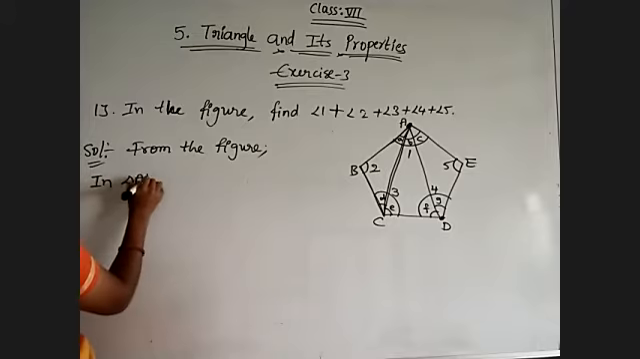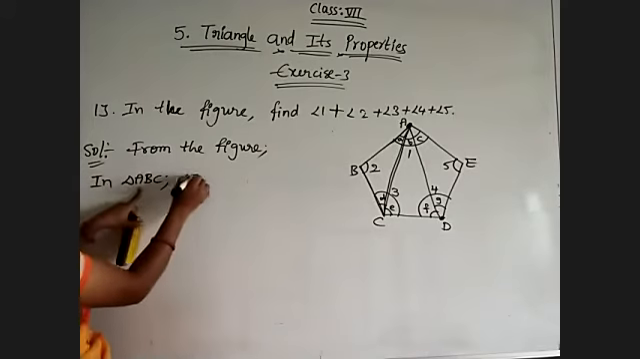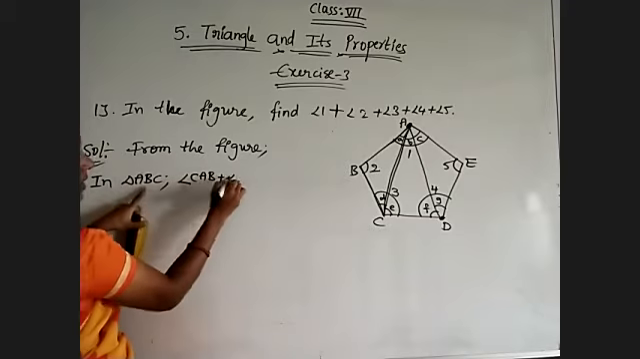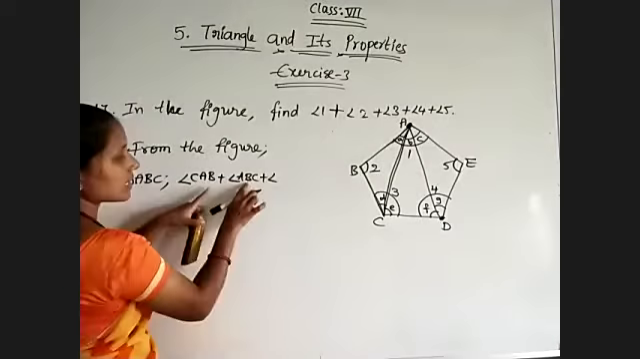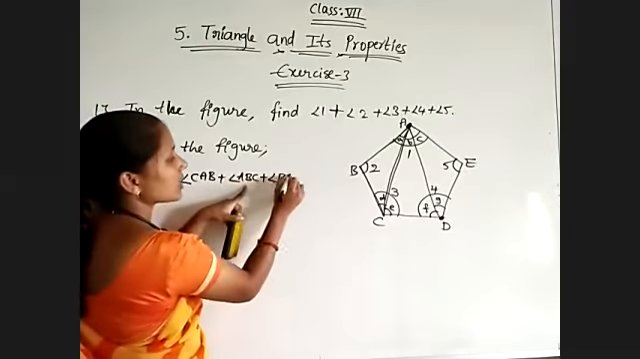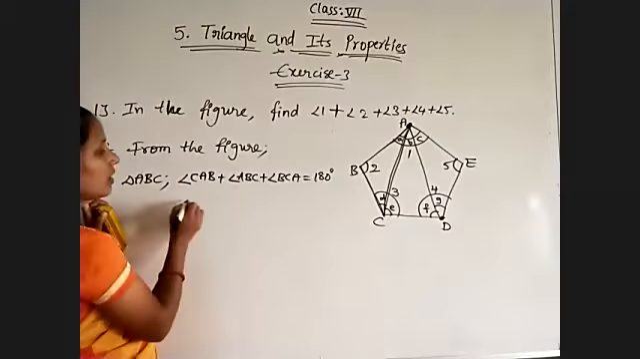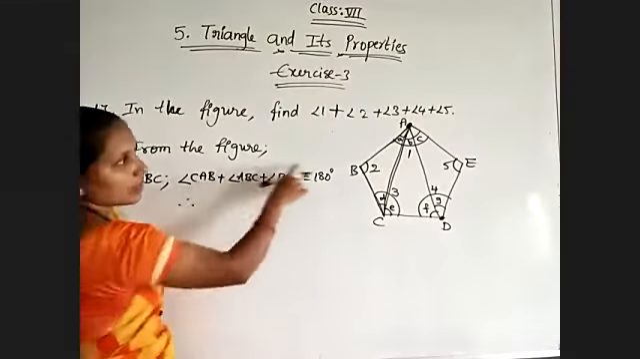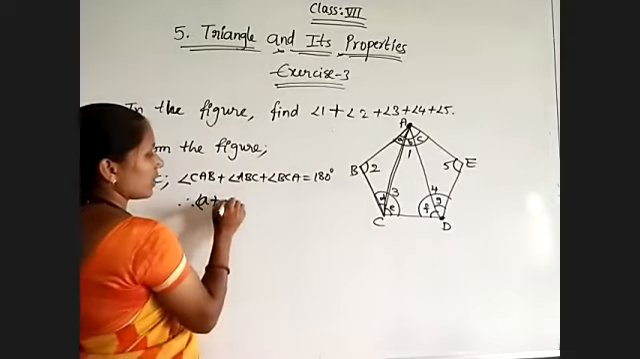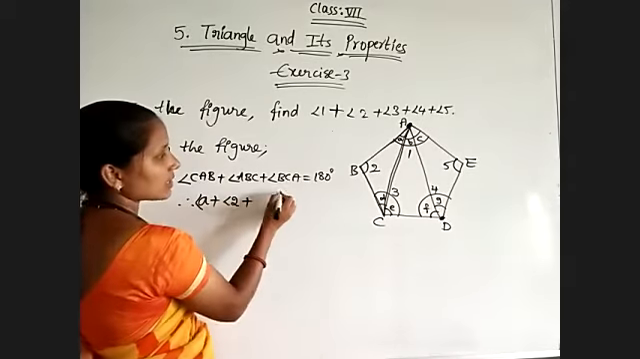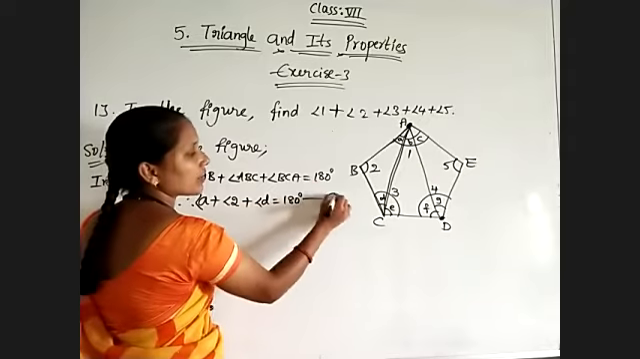In triangle ABC, for angle A I have to write CAB, plus the second letter, angle ABC, plus the third, angle BCA, is equal to 180 degrees by using the angle sum property of a triangle. So angle CAB from the figure is a, plus angle ABC is angle 2, plus angle BCA is d, equal to 180 degrees. Let it be equation 1.